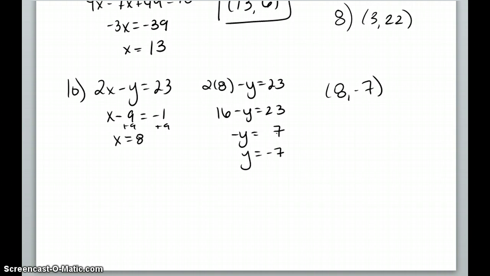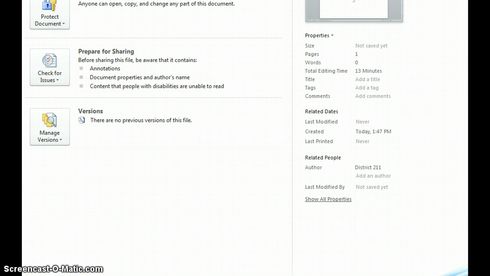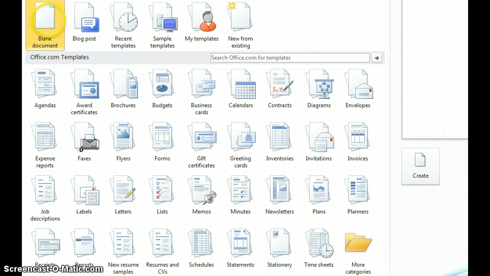All right, I'm going to pull up a new document for number 28. I'm assuming a lot of us have questions on this one, so we're going to go ahead and go through it.